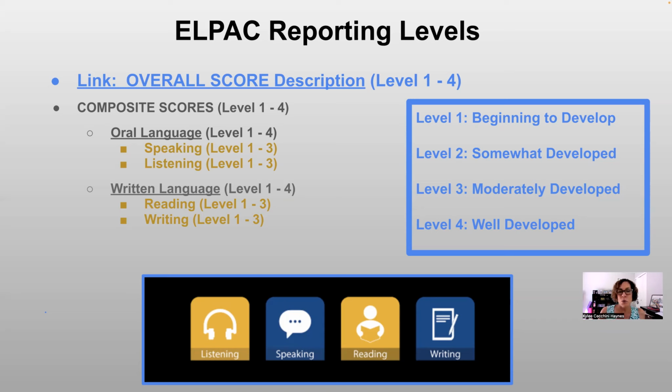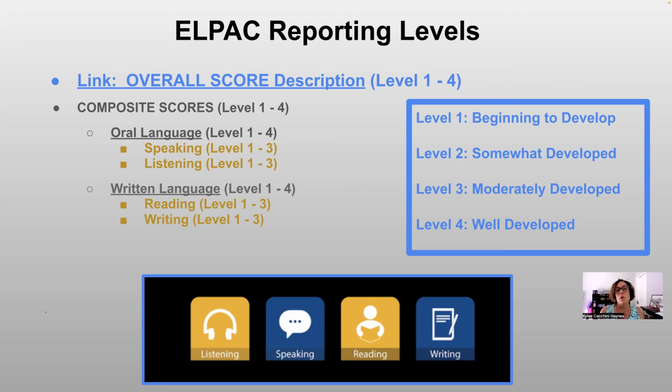There's an overall score. And that overall score is given, it's 1 through 4. Okay. They earn either a 1, a 2, a 3, or 4. And these 1 through 4 is level. Level 1 is they're beginning to develop. Level 2, they're somewhat developed. 3, moderately developed. 4, well developed. Okay. In order for a student to be redesignated, they have to be at level 4, right? In those areas. All right.